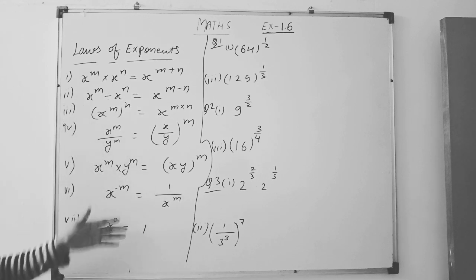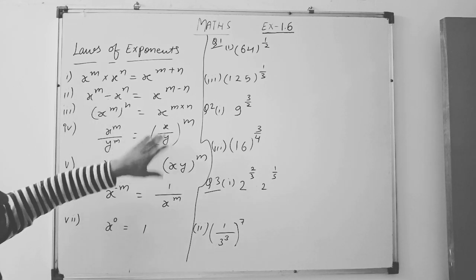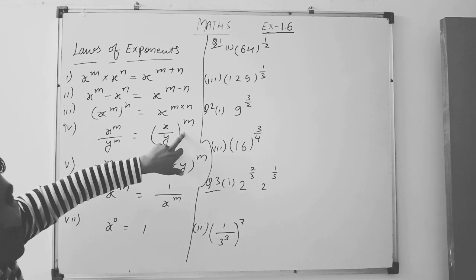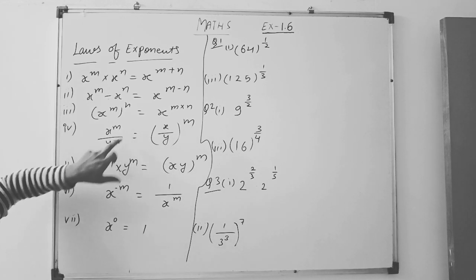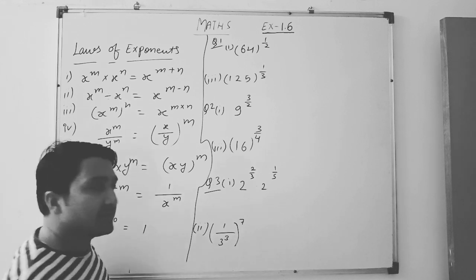If these laws are not in sequence, you can use them vice versa also. For example, x upon y to the whole power m, you can write as x to the power m upon y to the power m. Now we will solve some questions based on it, which are from exercise 1.6.